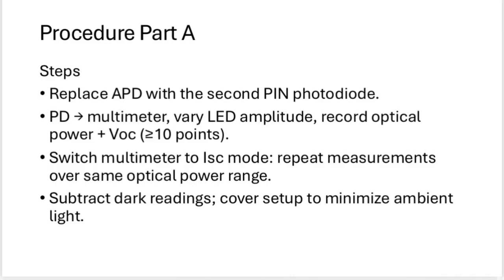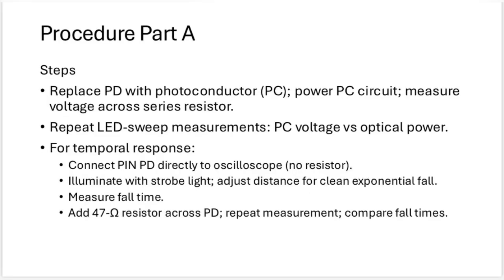We then replaced the APD with our second photodiode and connected our photodiode to the multimeter to record the voltage of the open circuit as well as the current of the short circuit, while making plots comparing both of these values to optical power. For the next part, we replaced the PIN photodiode with the photoconductor, from which we were able to power the circuit and measure the voltage across the series resistor while sweeping the LED brightness. This gave us the photoconductor's voltage response to optical power.